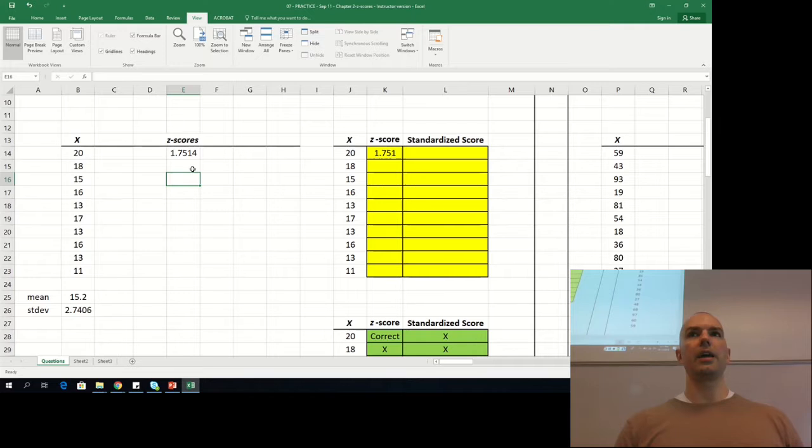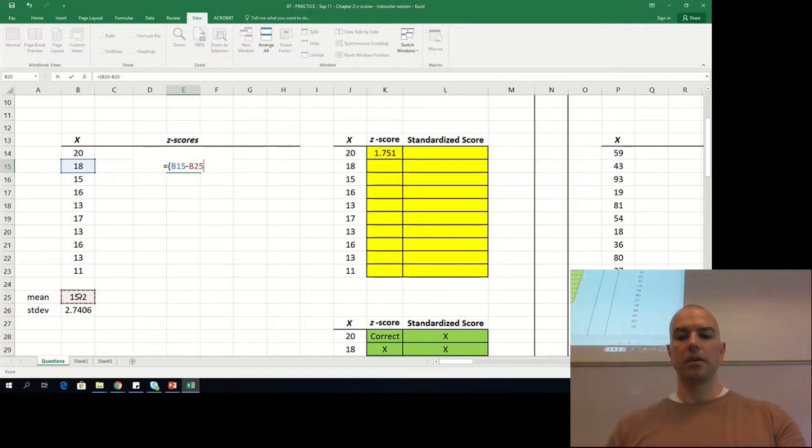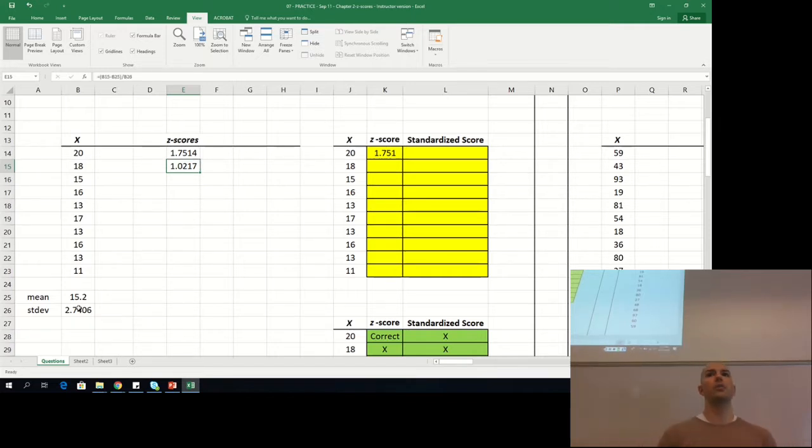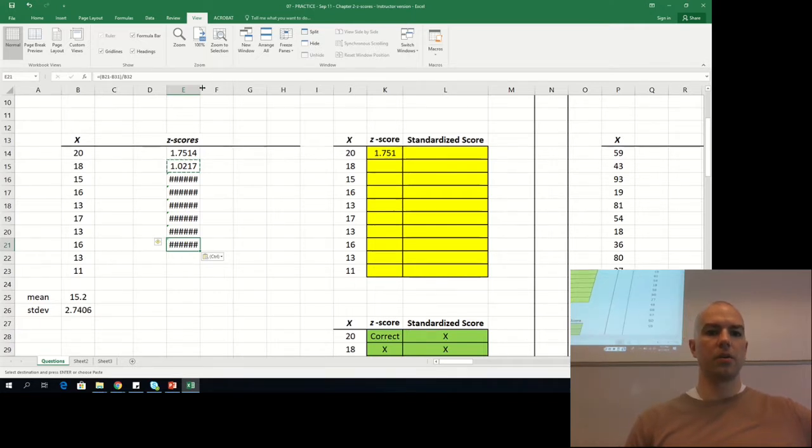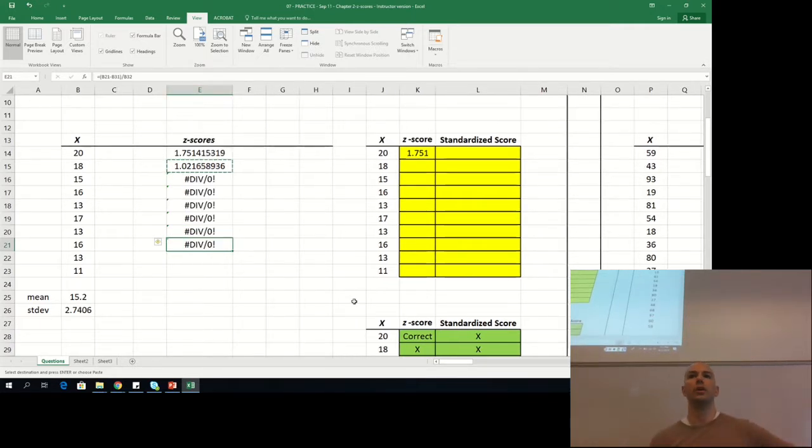We could do that all again, but it would be massively tedious, right? We really don't want to be sitting here all day going, all right, open parentheses, score, minus, mean, close parentheses, divided by standard deviation. There we go. So we don't want to do that. We also cannot copy and paste this, because you can see that if you do, things start to go really wrong really fast.